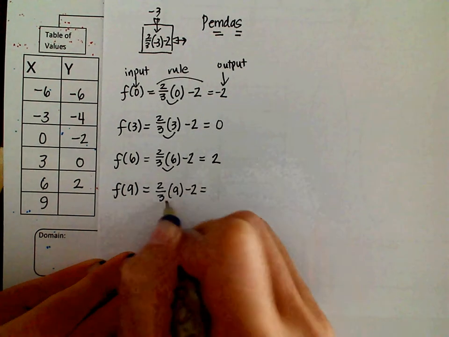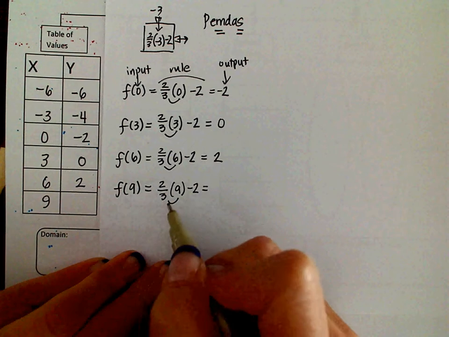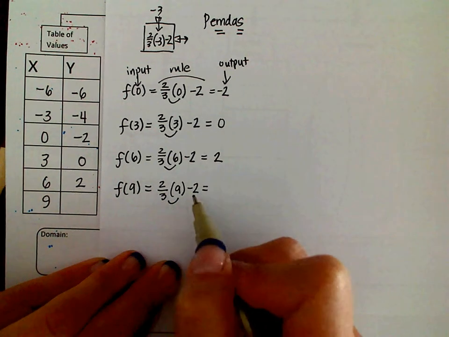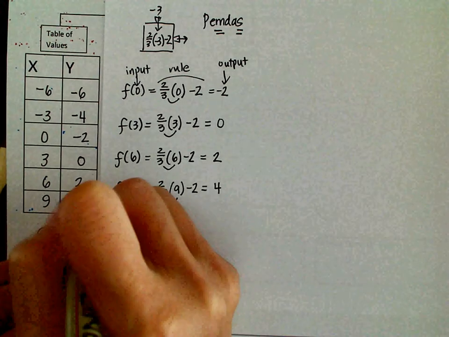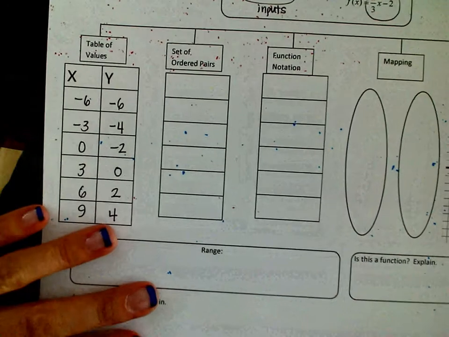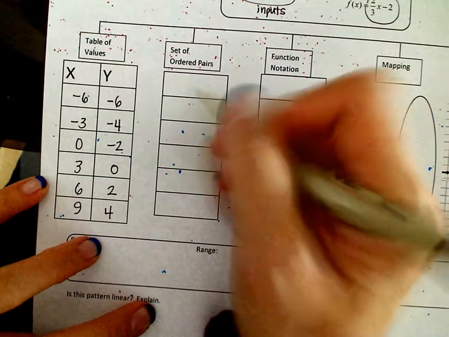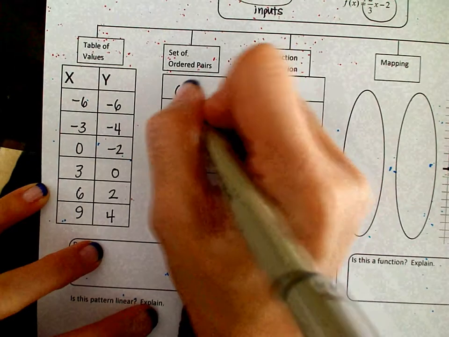And then, last but not least, if we put in 9, it becomes 2/3 times 9 minus 2. When you multiply these together, that becomes 6. Again, you do 2 divided by 3, 0.6 repeating, times 9, ends up being 6. Minus 2 is a positive 4. So now we have all of our outputs.